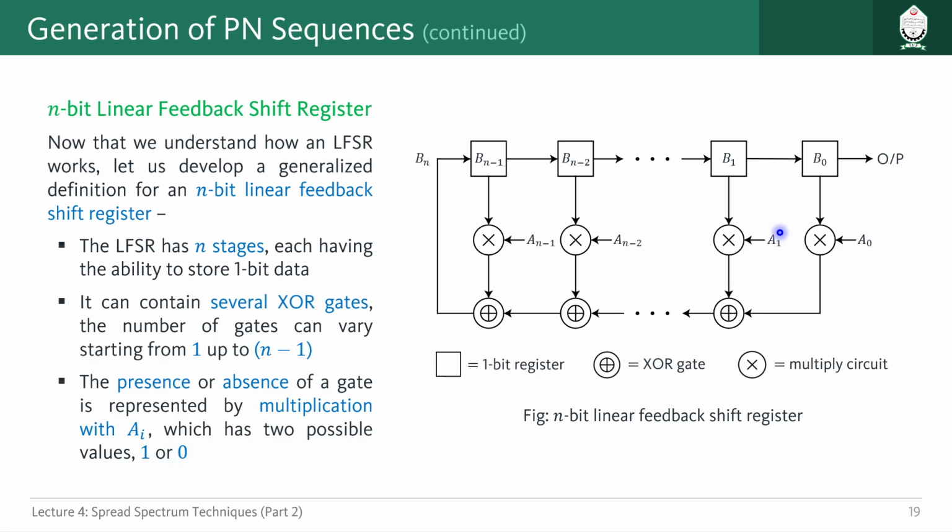So you see in this figure we have Ai values A0, A1, like this. Okay, so as Ai has the possible value of 1 or 0, that means whenever we have one value, this circuit is totally completed. Whatever value we have at B1 will be sent to our XOR gate for feedback, right? And if A1 is equal to 0, then this circuit is disconnected. There will be no connection from B1 to this XOR gate. So in this way, we can understand the function of our multiplication with Ai.